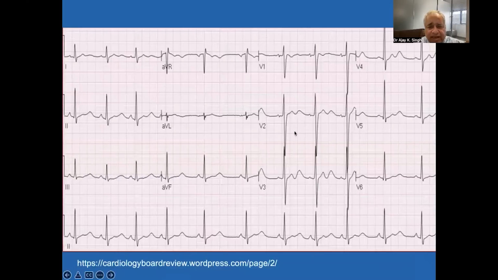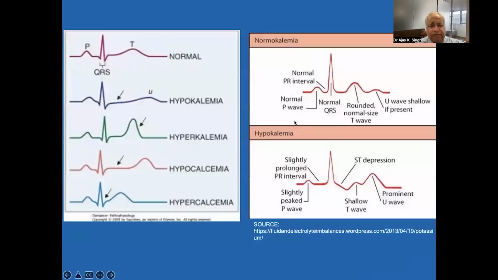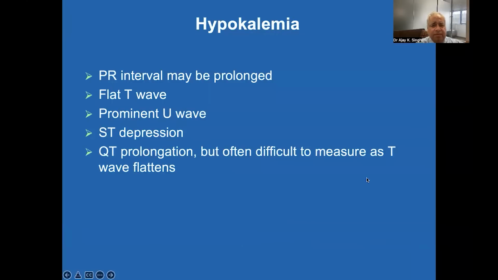And if you look at this EKG in more detail, you can see this almost like notching. This is a patient with a U wave. And so when you see a patient with a normal ECG, normal, hypokalemia is shown here with a U wave, hyperkalemia with a tenting, hypocalcemia here, and hypercalcemia here. And you see this patient has a prominent U wave of hypokalemia.